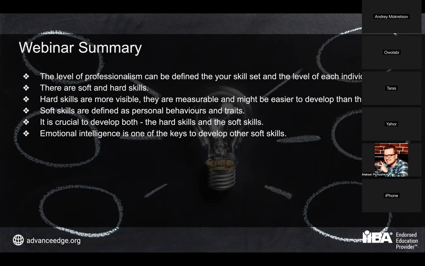We have also talked about the fact that professionalism is defined by the individual skills that you possess and the level of each skill, and you should be able to identify those skills that are not on the highest level right now and focus on their development.